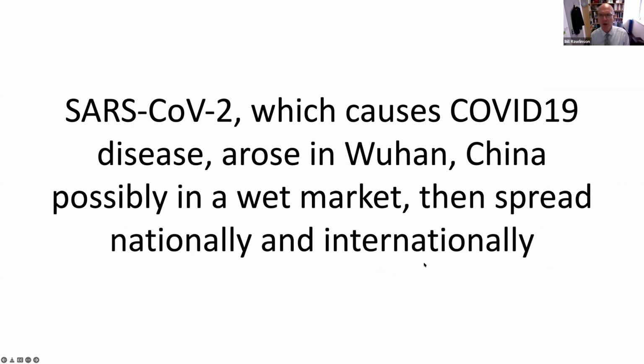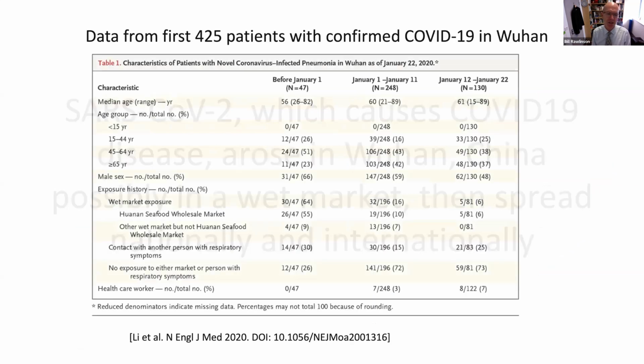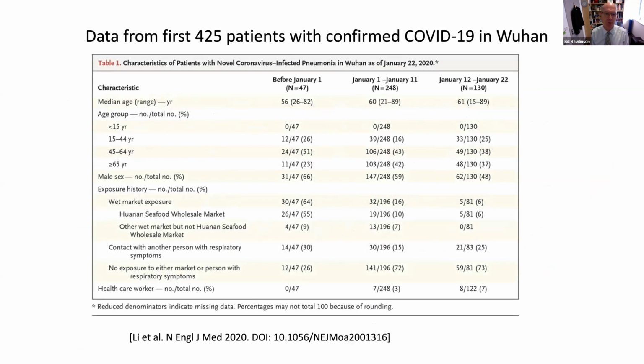SARS-CoV-2, which causes COVID-19, coronavirus disease 19, arose in Wuhan. There's no doubt that they were the first cases seen. There's been a lot of discussion, there's a lot of politics, which doesn't particularly interest me. But if you look at the epidemiology and the clustering, they were clearly related to the wet market. And before the politics, there was a very good paper from a group in Wuhan, published in the New England Journal as a rapid publication.